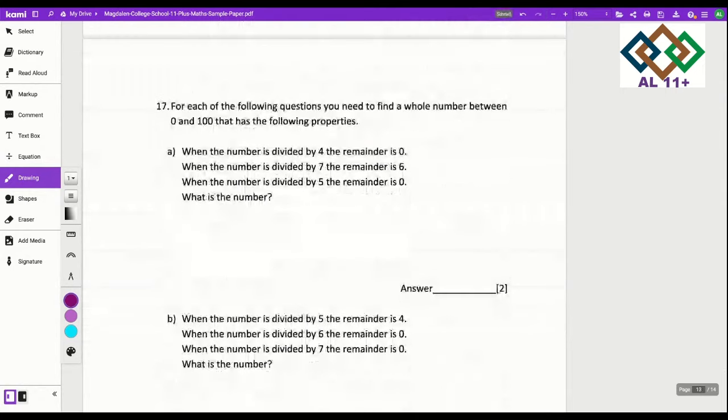Now you have number 17, in which they tell you that for each of the following questions, you need to find a whole number between 0 and 100 that has the following properties. When the number is divided by 4, the remainder is 0. When the number is divided by 7, the remainder is 6. When the number is divided by 5, the remainder is 0. What's the number?